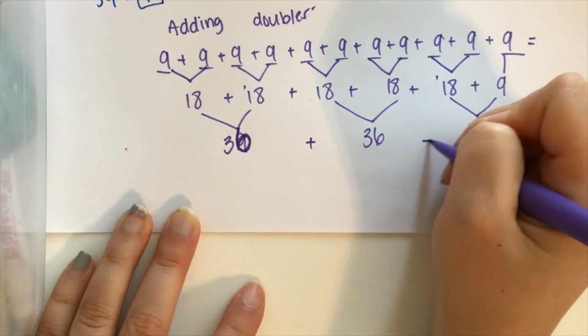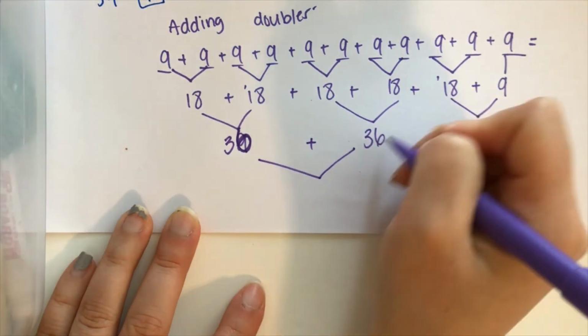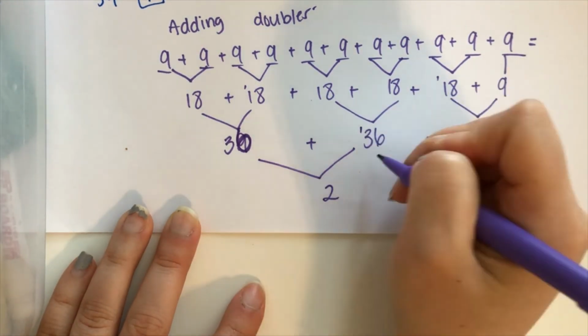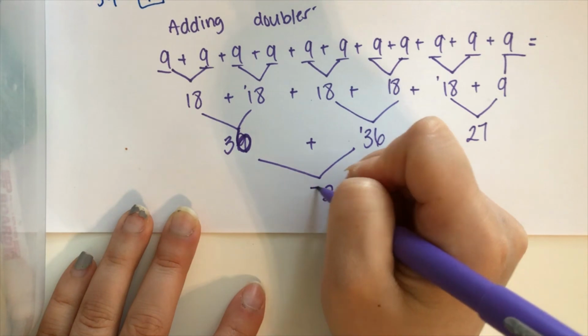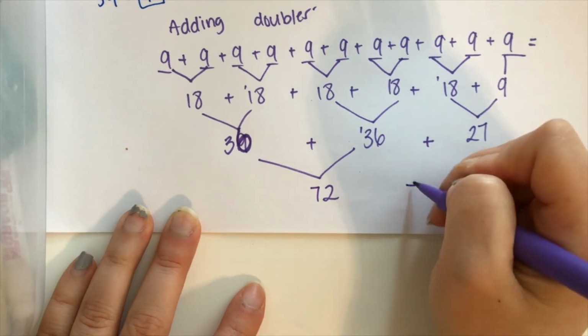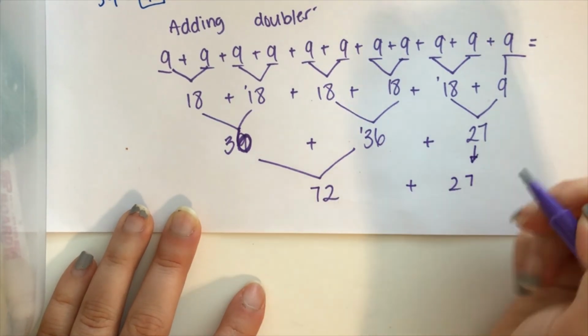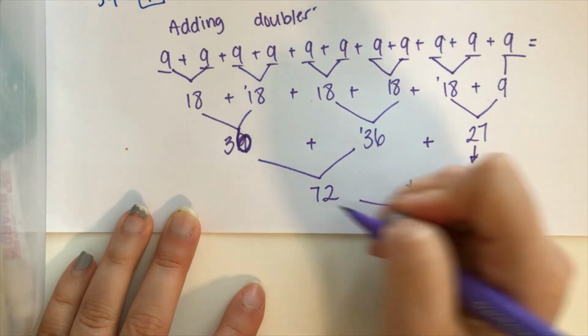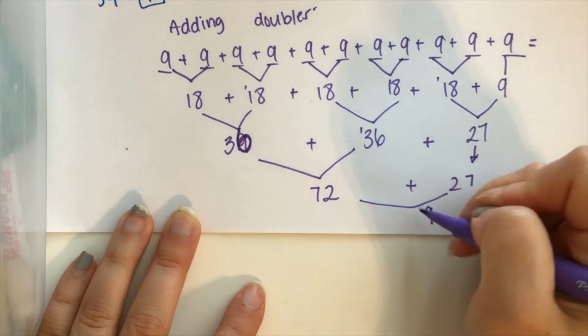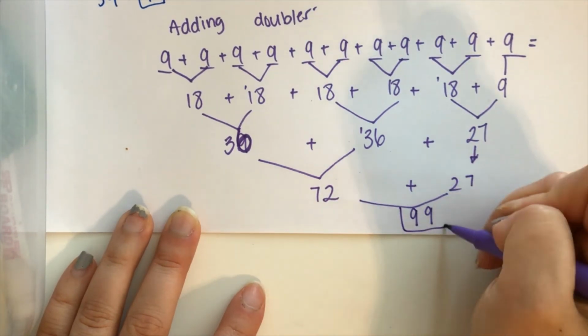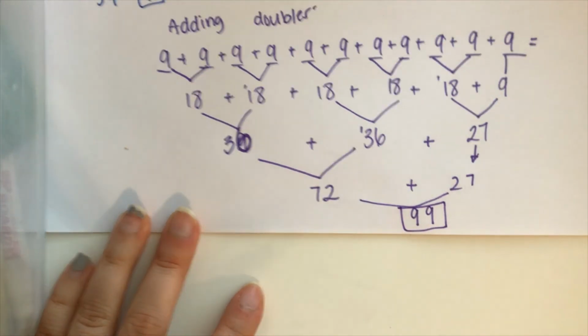All right, and then we're going to add these together. 6 and 6 is 12. 3 and 3 is 6. And 7 plus 27. Going to move that down. 7, 9, and 2 and 7 is 9. So we got 99. Awesome.